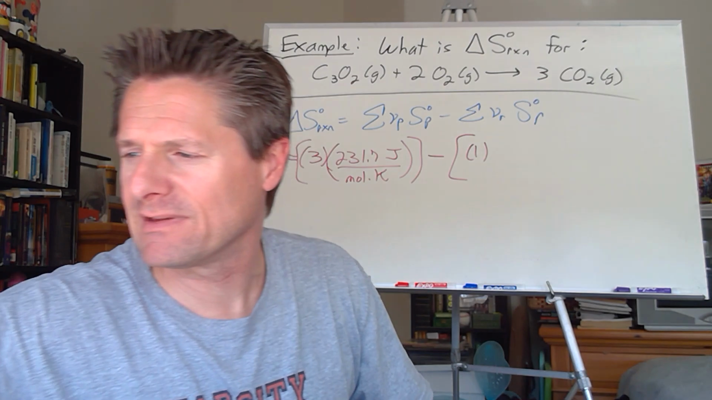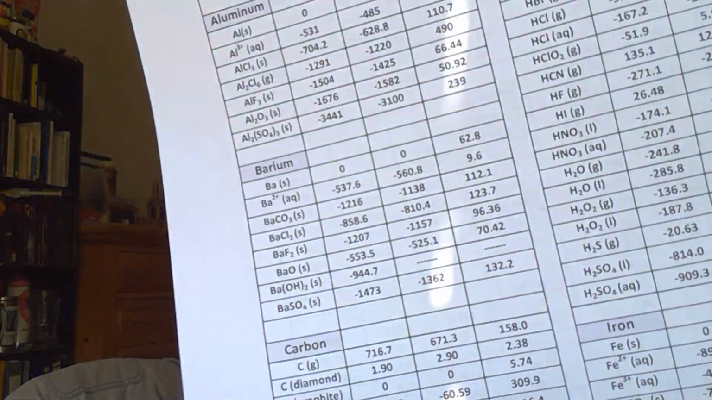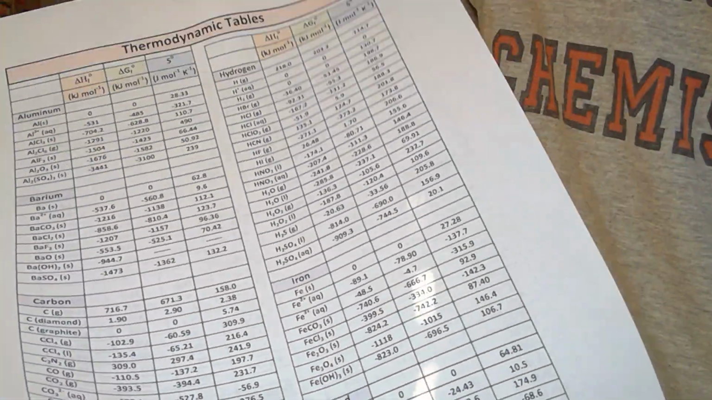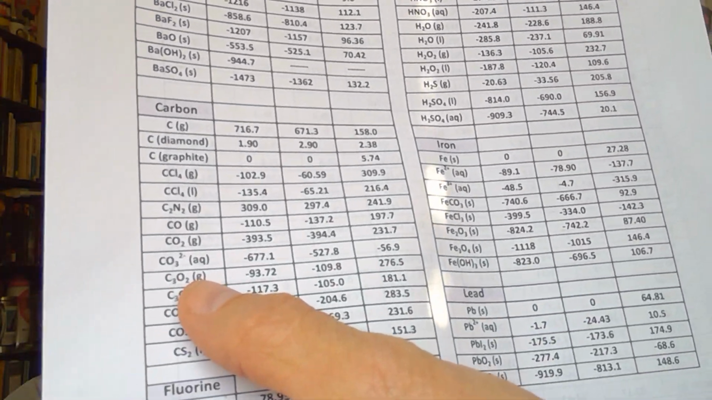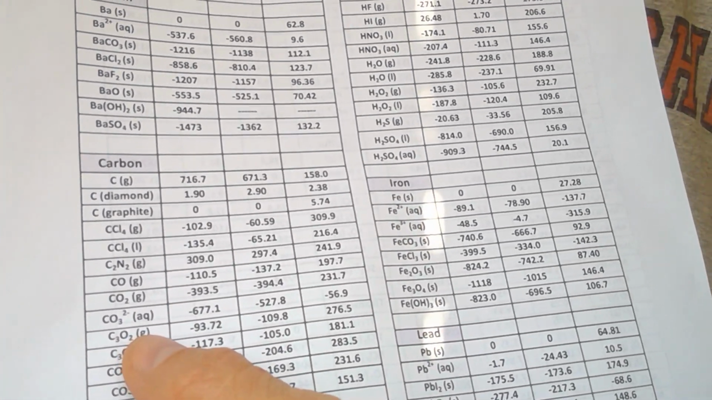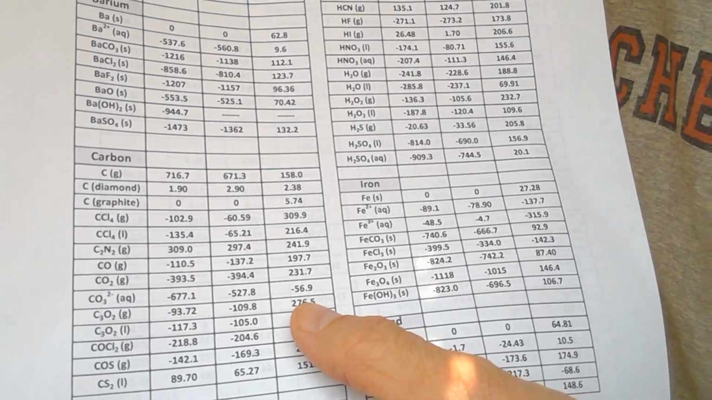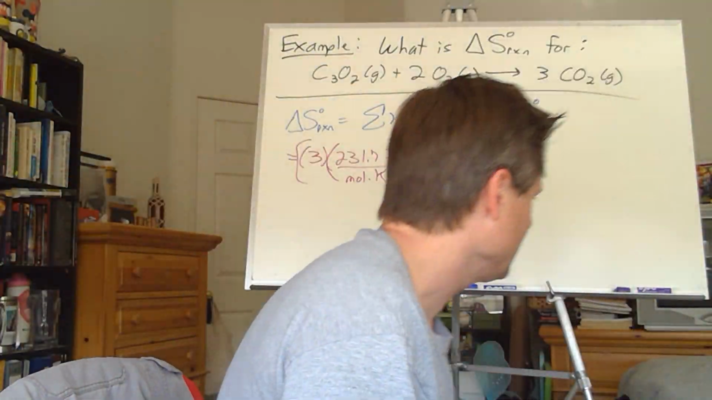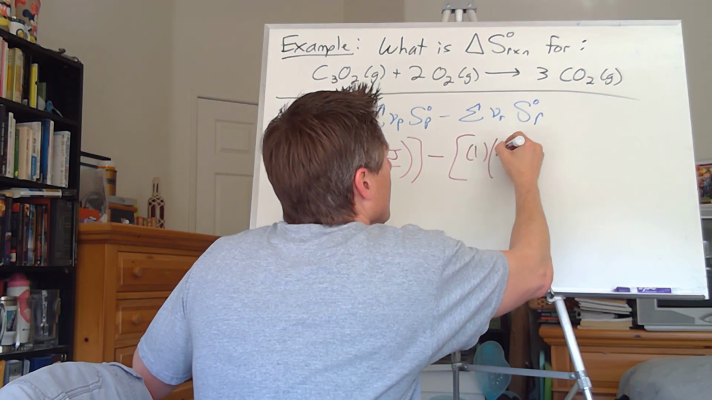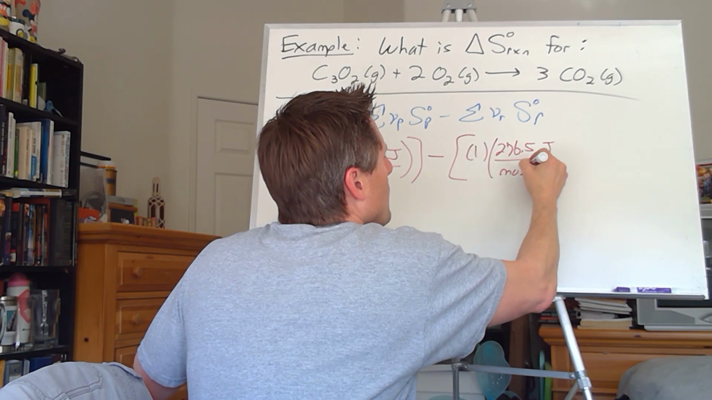Okay, so let's look up the C3O2 gas. Another carbon-based species. Oh, we looked at that earlier. Darn it, I should have written that down. So C3O2 gas, looks like it's right there. What did I say, carbon suboxide or something weird? Looks like a 276.5. Can you see that? Don't do the liquid, do the gas, 276.5. Let's write down 276.5 joules per mole Kelvin.